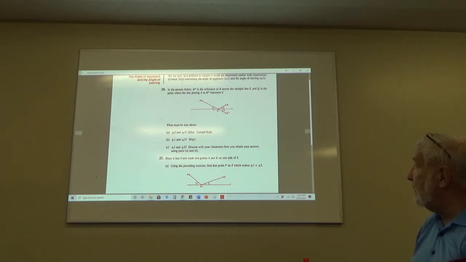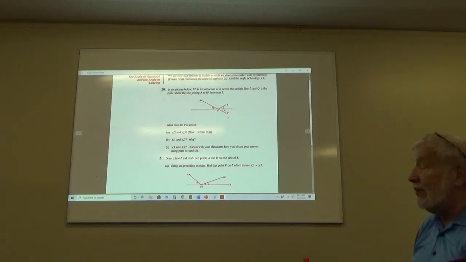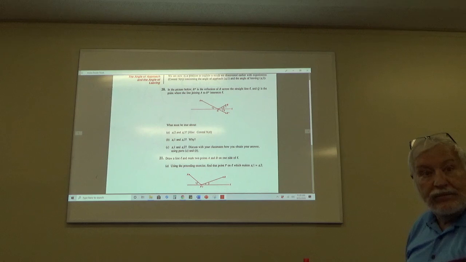Okay, so let me see, what do you notice about angle 1 here? What's it related to? It's related to angle 3, right? Because they're vertical angles across this straight line from A to B prime. And then we've already found that from this point Q, B to Q and B prime to Q form two congruent angles as well.